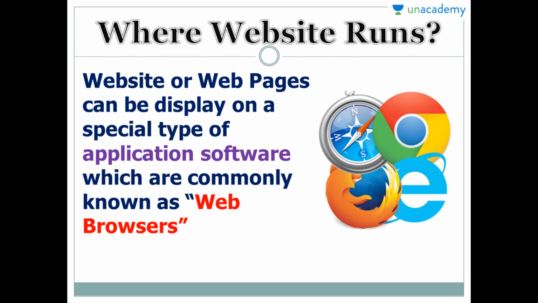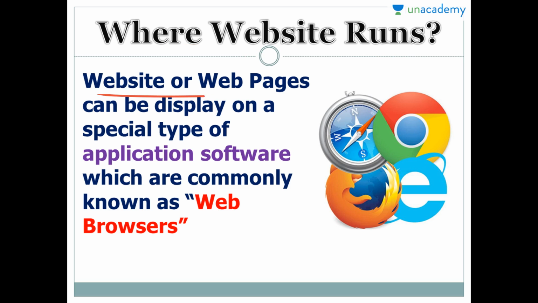So, the next question that comes to our mind is where this website runs. We can enter any website name, but where is the platform where this website runs? Take an example of an Android application. When we download any Android application, you need an Android smartphone to run it. But what about the case of a website?